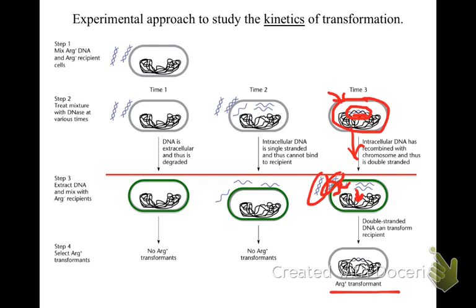So what they realized from this is that there are really two components that need to be taken into account. One is time. You need time for the double-stranded DNA to get into the cell and to recombine. And number two, they knew that you needed double-stranded DNA as the initial substrate.